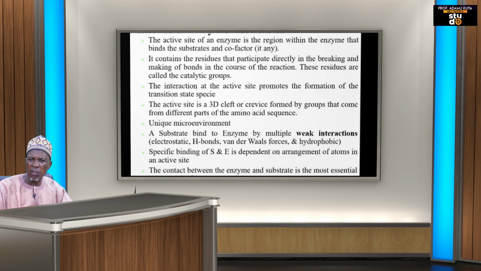pH, the hydrogen ion concentration of a medium. Because enzymes are made up of amino acids, we have acidic amino acids, we have basic amino acids, and we have neutral amino acids. And some of these are present in the active site of enzymes. So they operate at a particular pH.